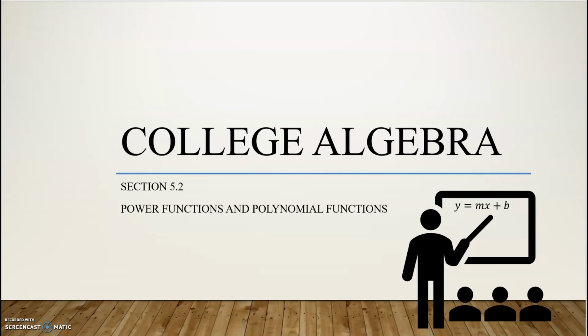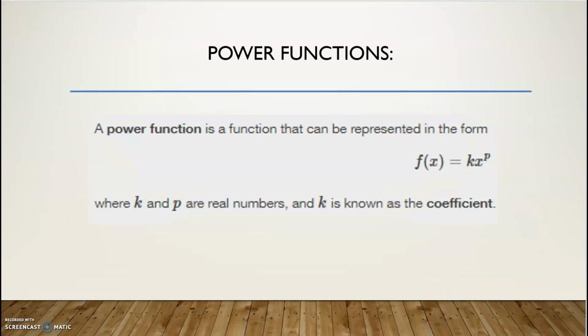All right, this is section 5.2. We're talking about power functions and polynomial functions. So a power function is a function that can be represented in the form f of x is equal to k x raised to p. The k, or the number in front of it, and p, the number that x is raised to, are going to be real numbers.